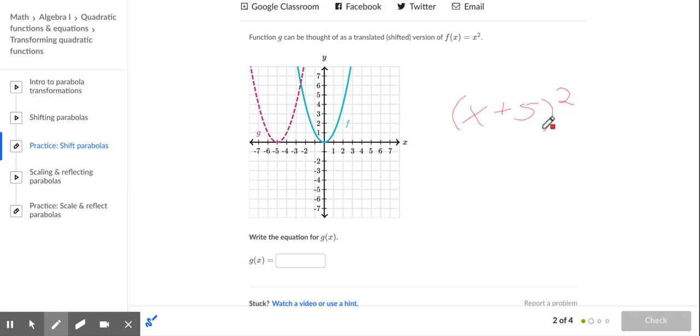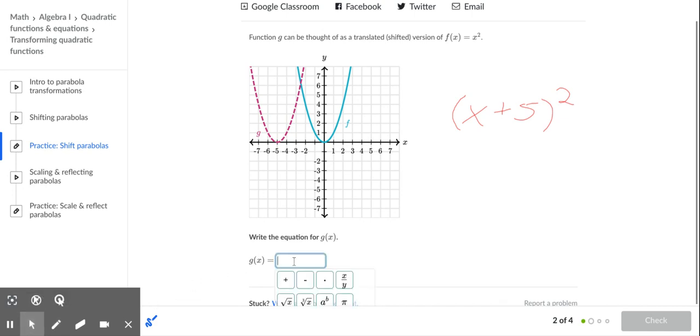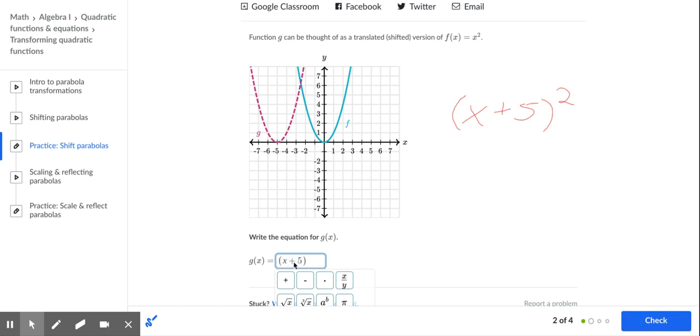So it's going to be inside the parentheses with the squared outside. This moves it left 5. To move it right 5, you would make this minus. So this would be (x + 5) squared.